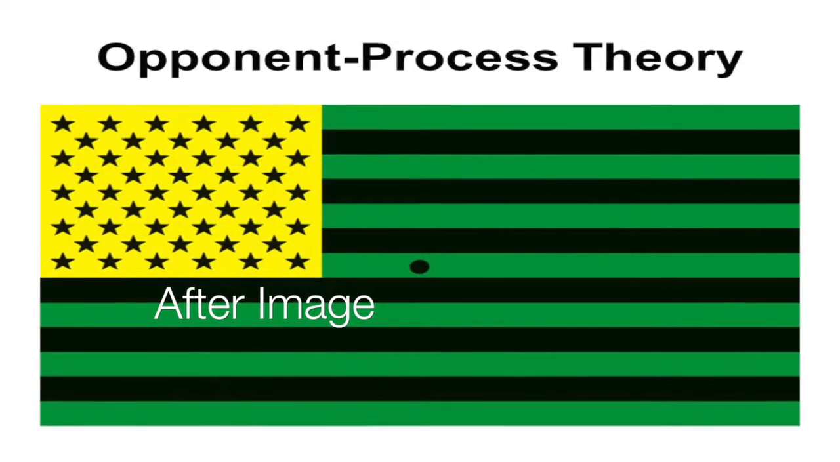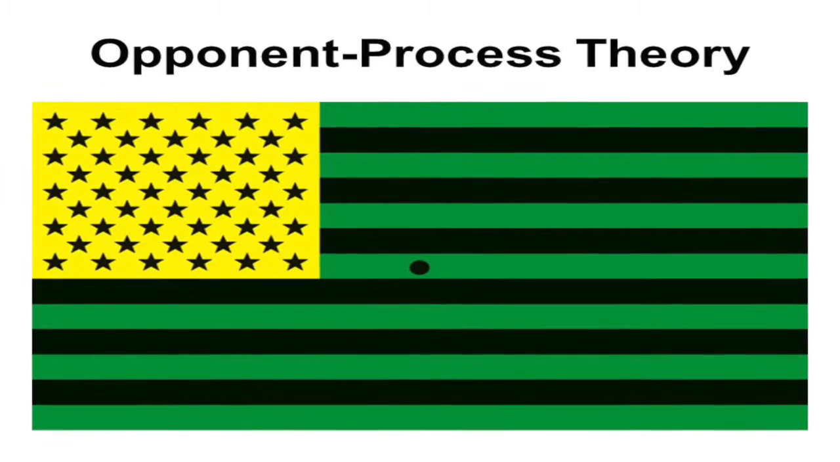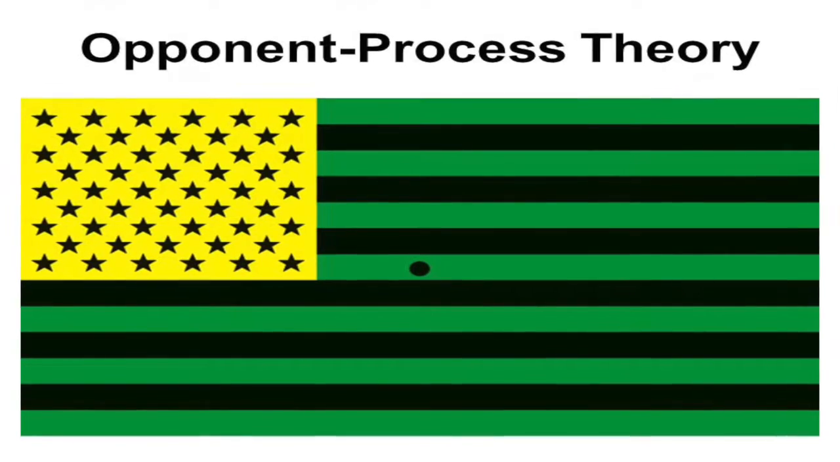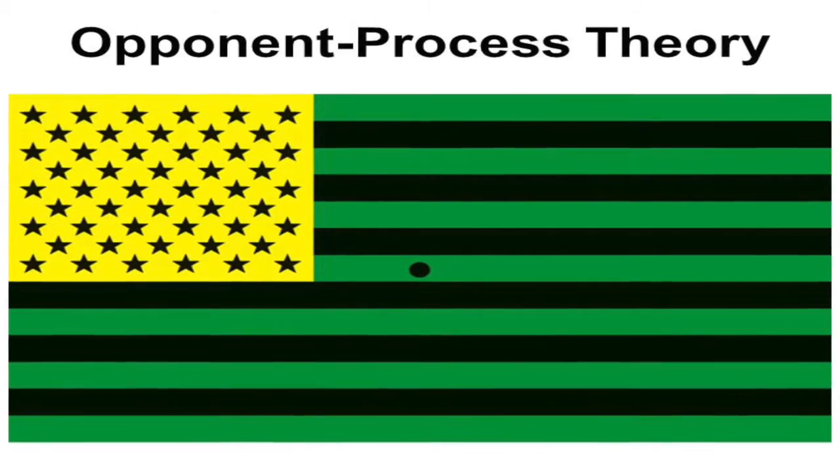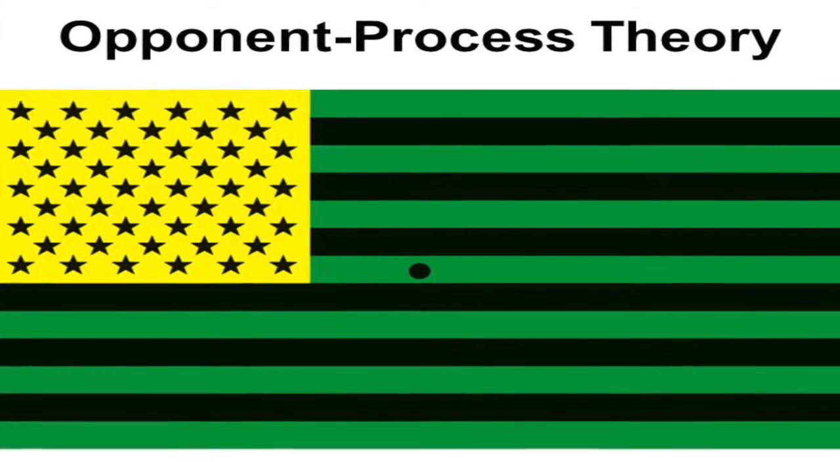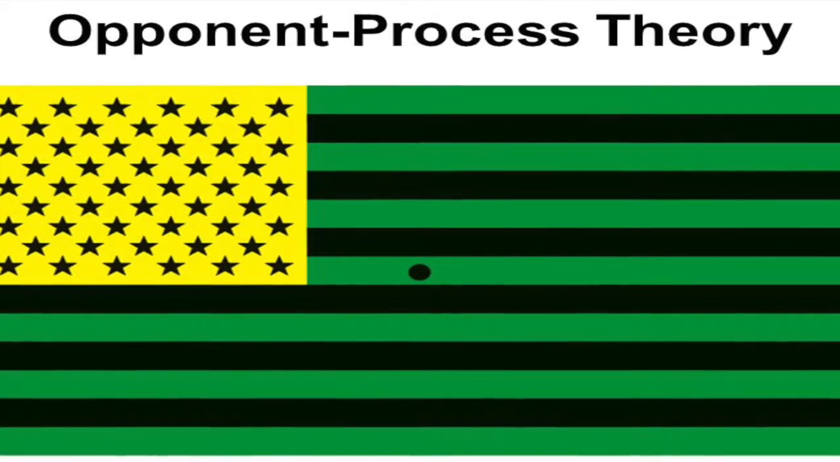The fact about opponent process theory and after-image: opponent process theory has an after-image. When you look at a yellow and green flag and stare in the middle of it, and then move your eyes to a blank wall, you will perceive different colors, which are red and blue.